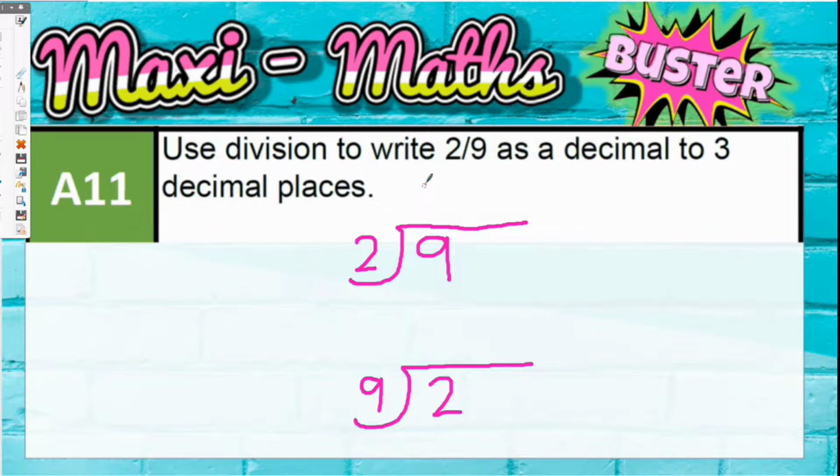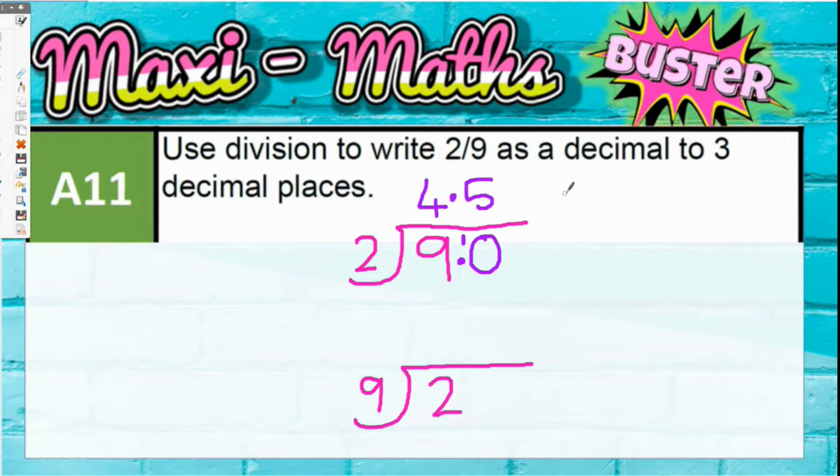2s into 9 goes 4 times. That's remainder 1. But you can't put the 1 in empty columns. You put a 0 to fill the empty column, and you can't put a 0 on 9 because that turns it into 90, and it's 9, not 90, so you put a decimal point. 2s into 10 goes 5 times. Put your decimal point in, so that's 4.5.